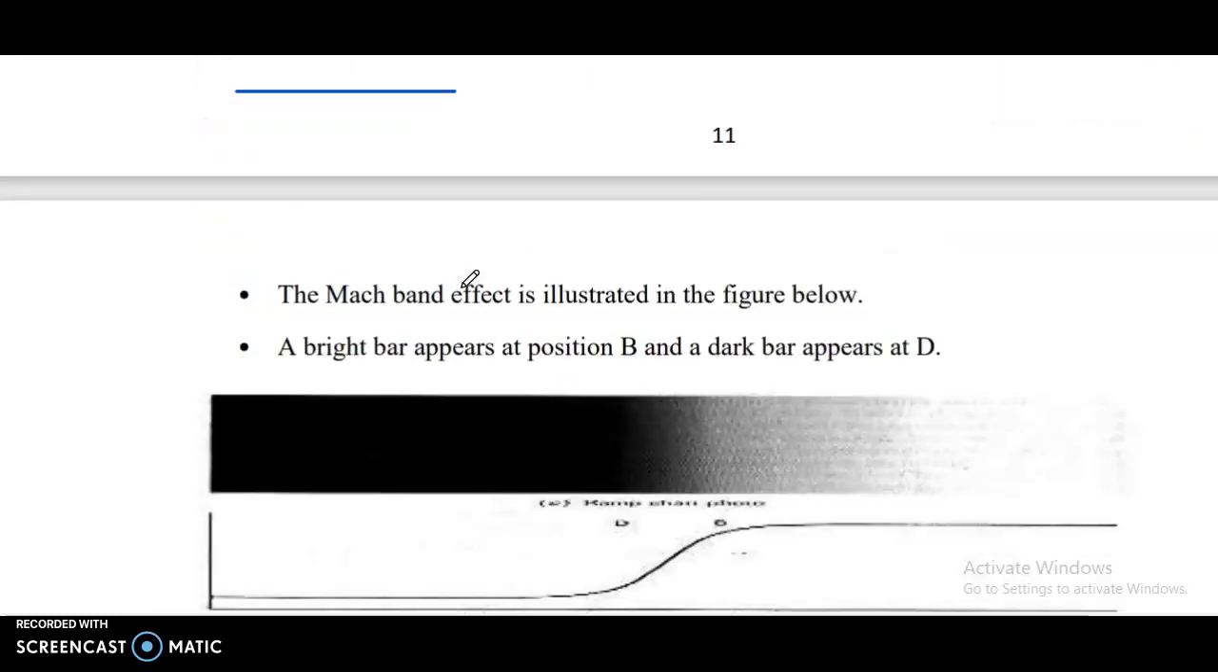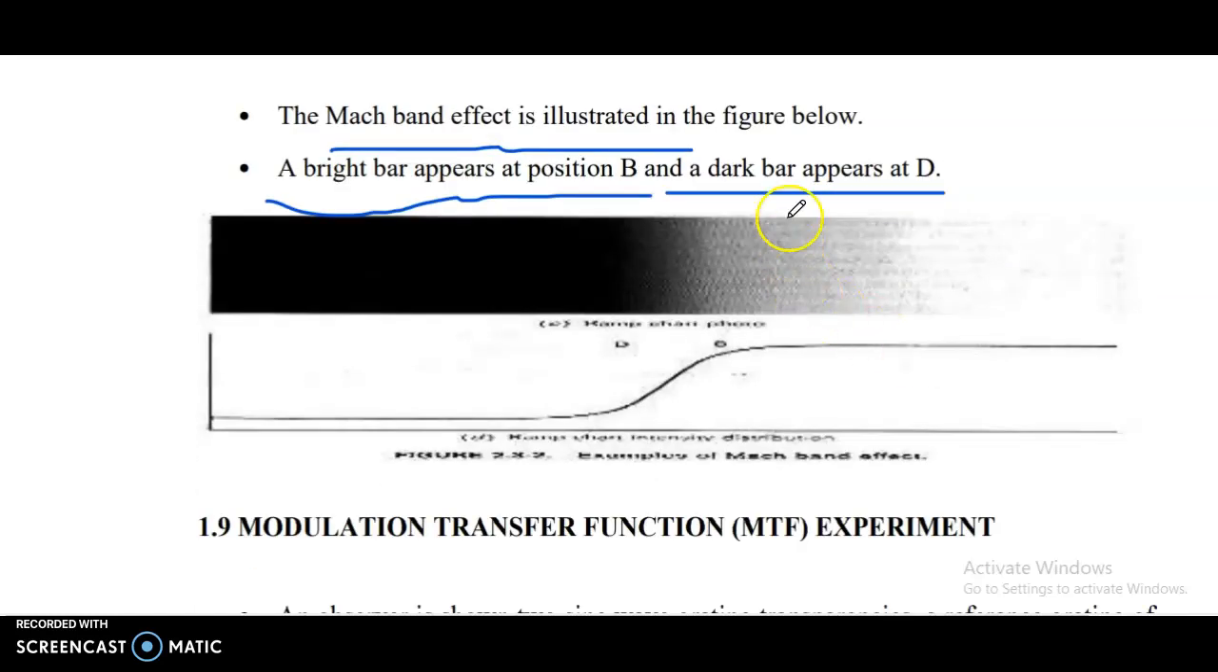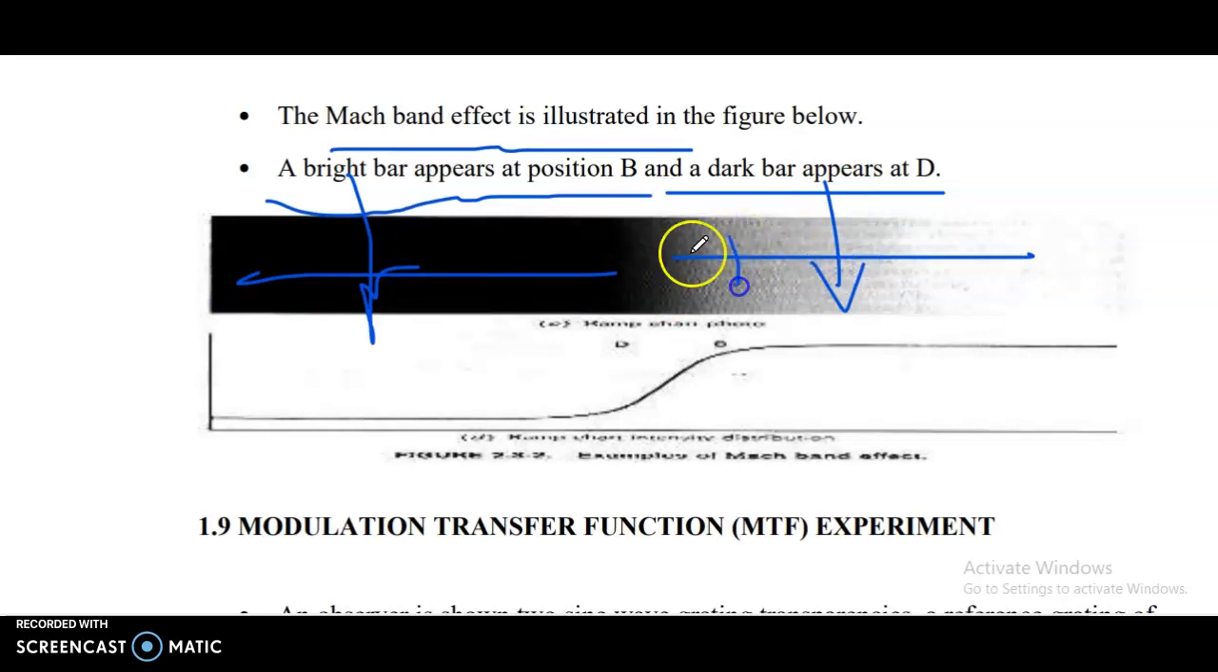The Mach band effect is illustrated in the figure below. A brighter bar appears at position B and a dark bar appears at D. Here is the bright bar, and here the dark bar, D.